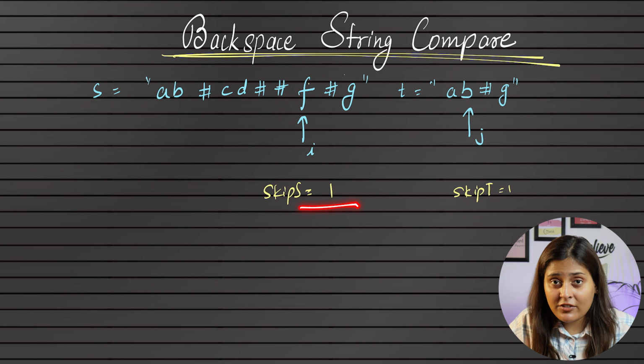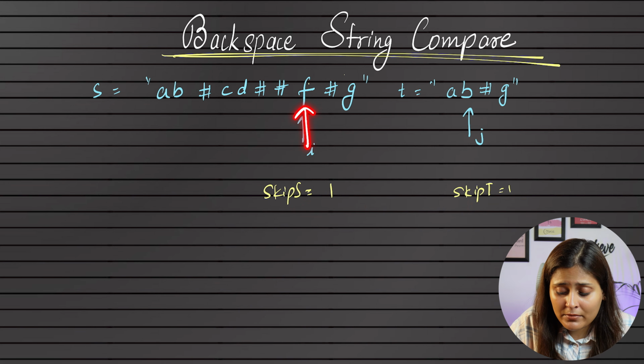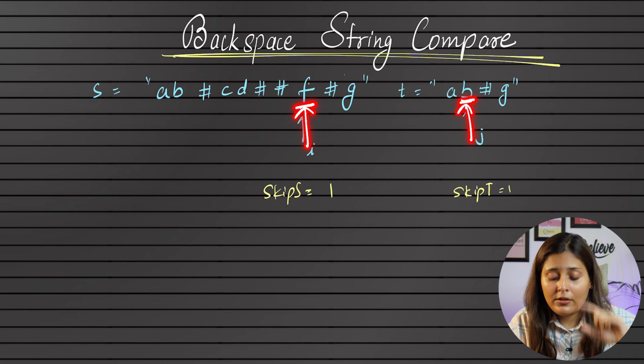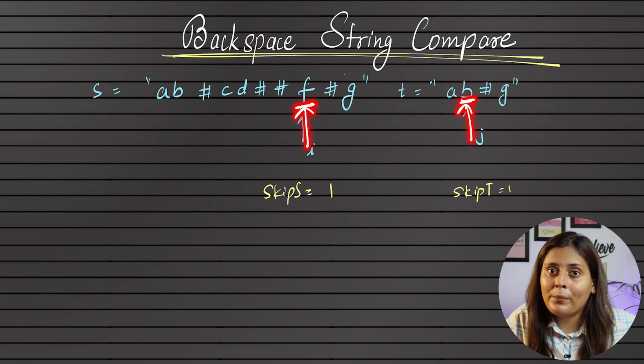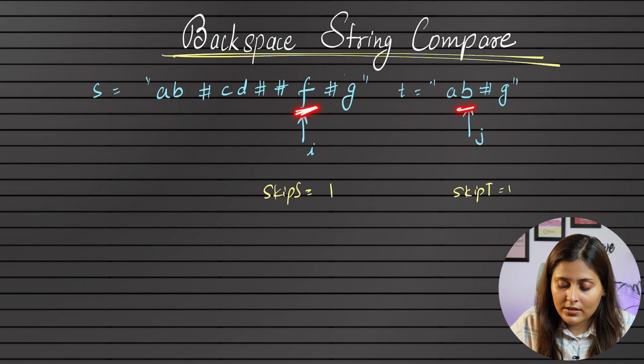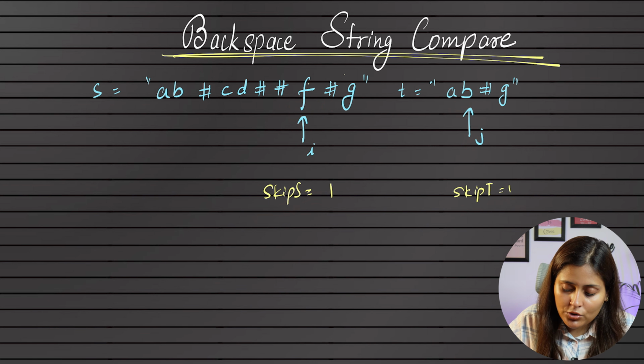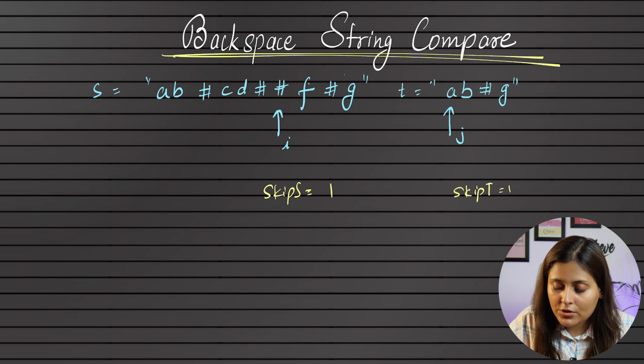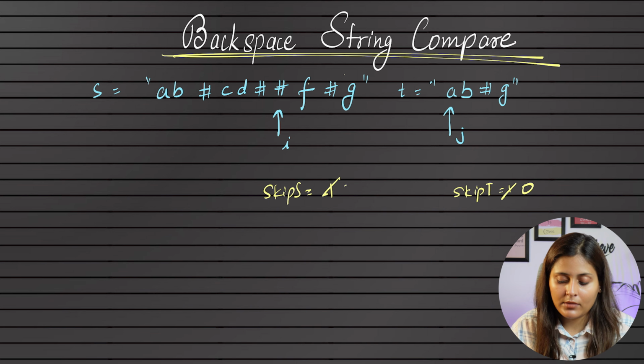This skip is positive, which means this character is not valid. It will come under that undo operation because of the hashtag, okay? So first we will delete this. Why? Because skip is positive, correct? So basically we will skip, so we will move our I and J ahead. So skip will again become 0 and skip will again become 0.